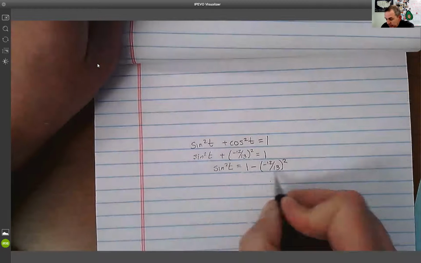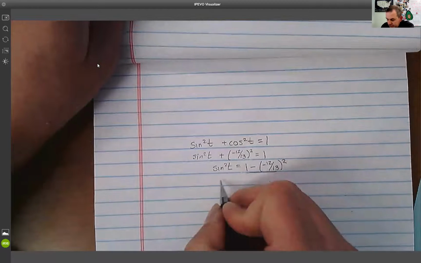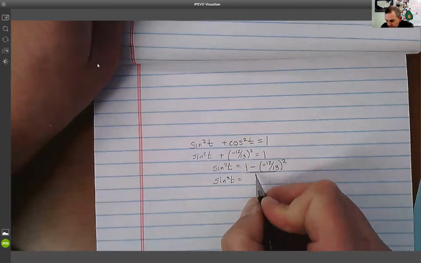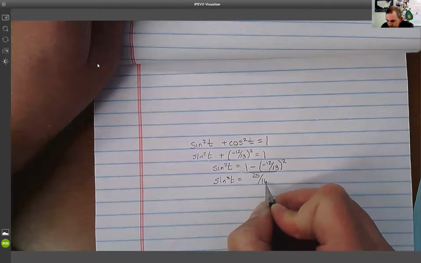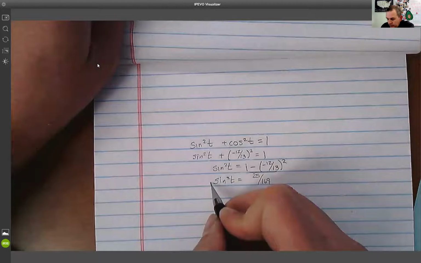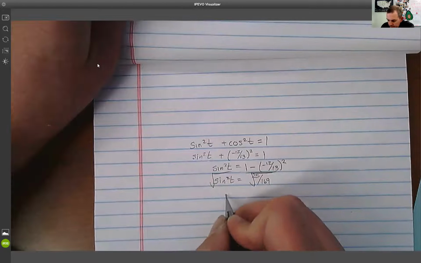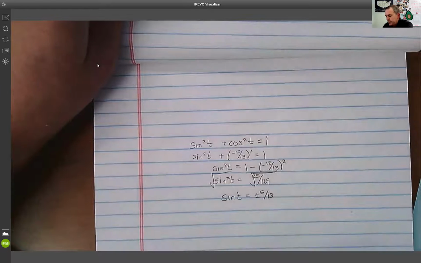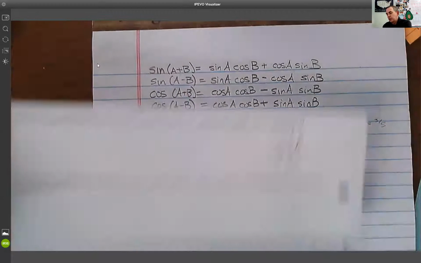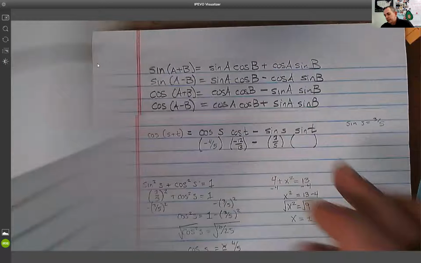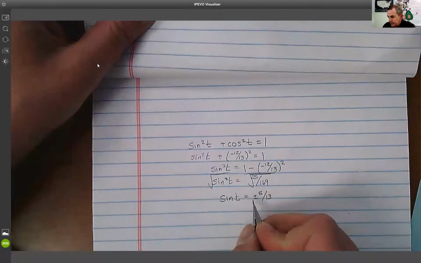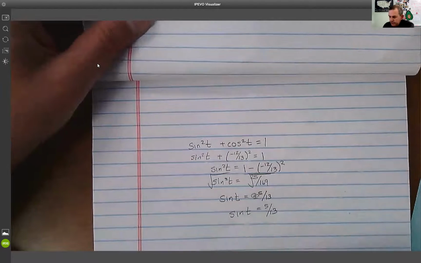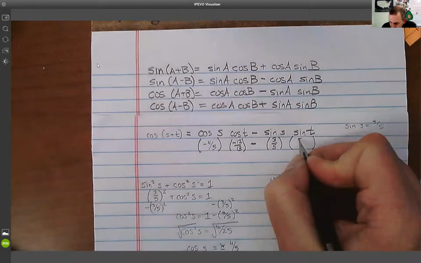I'm going to go to my calculator. I'm going to type this entire side in, and I'm just going to tell you when you do that, you're going to end up with sine squared t equals 25/169. Square roots of both sides: sine t equals 5/13, plus or minus. Remember again, we're in quadrant 2. In quadrant 2, your sine is positive. That tells me that this guy is going to be the positive root. So sine of t is going to be 5/13.